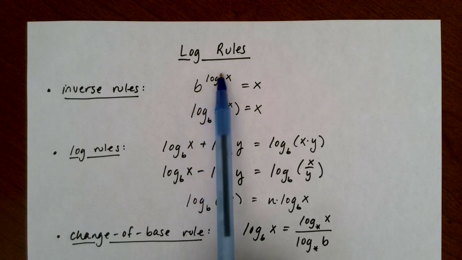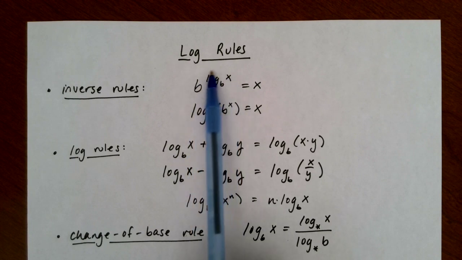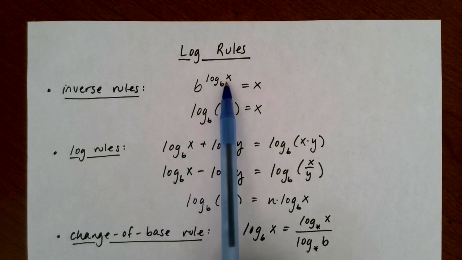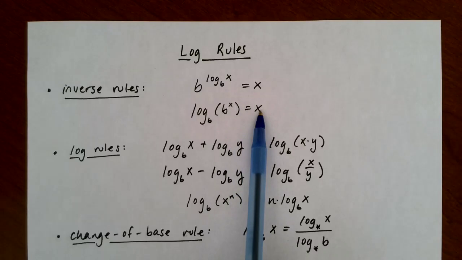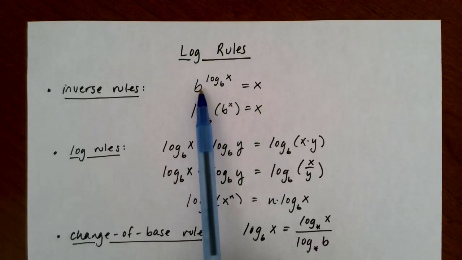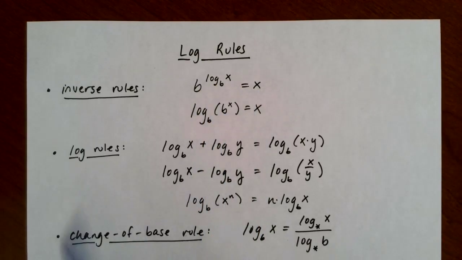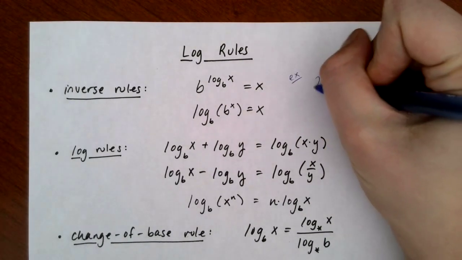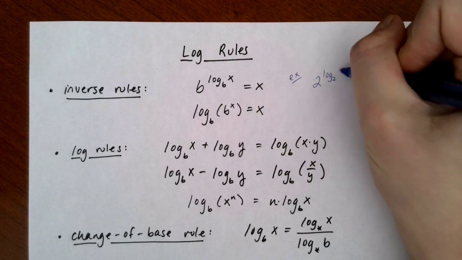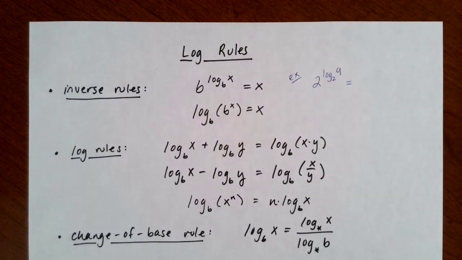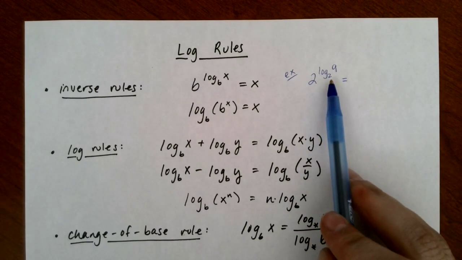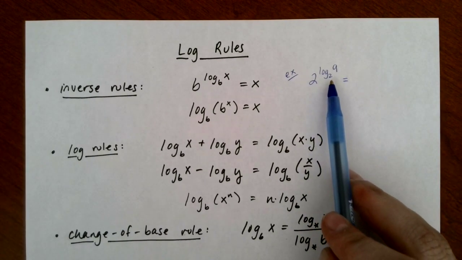Because b to the x and log base b of x are inverse functions, when we compose them in either direction, like you see here, what comes out is just the original input. So this first one is telling us b to the log base b of x always spits out x. For example, 2 to the log base 2 of 9. I can't compute this as is, right? Because log base 2 of 9 is not a nice number that I can figure out.